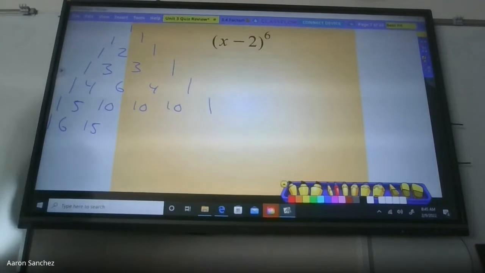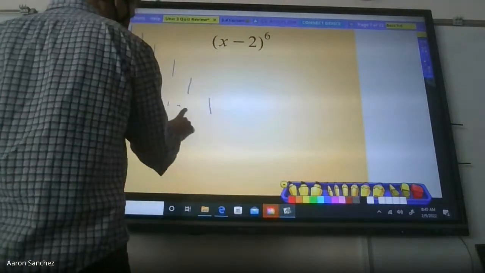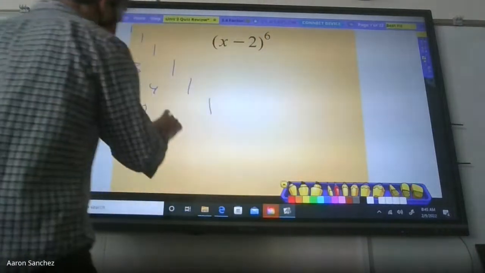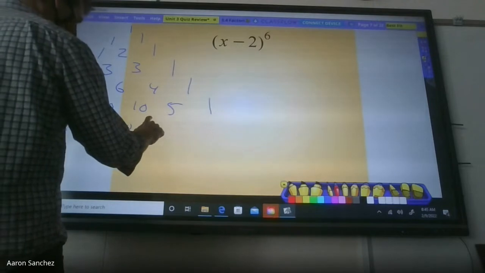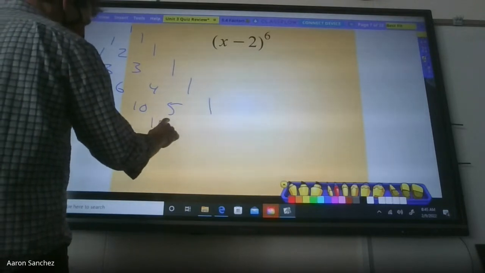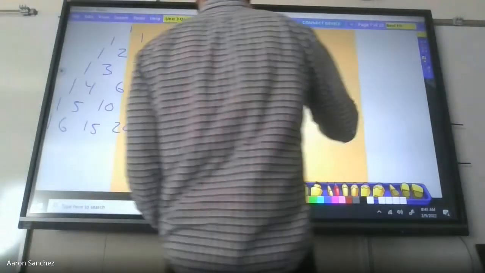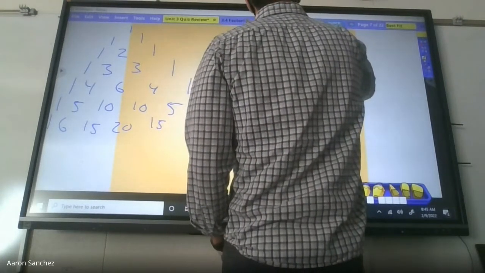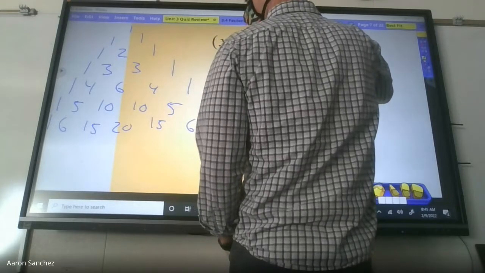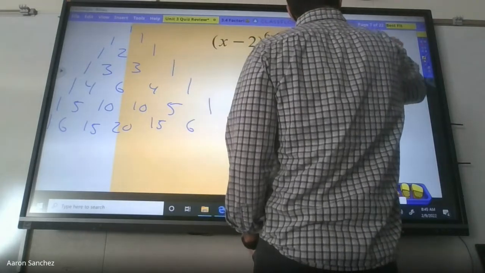What did I do wrong? I did something wrong. 5. 3 tens. 5. So 20, and then 15, and then 6, and then 1. So the row we want is 1, 6, 15, 20, 15, 6, and 1.